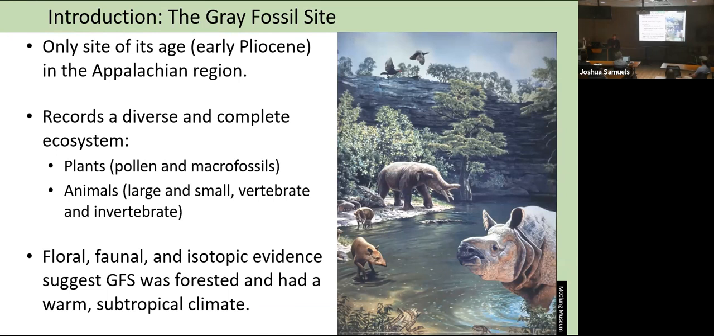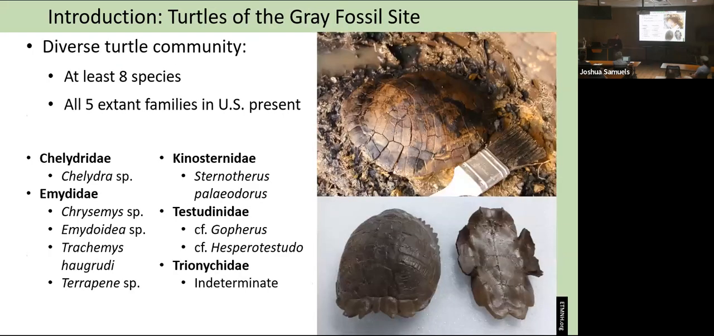There's a mid-Pliocene warm event which occurred after the Gray Fossil Site, but it was already trending upwards in terms of temperature. So you have a warm, humid, subtropical climate in a forested aquatic ecosystem, which is just about the best thing turtles could ask for. So there was a diverse ecosystem or community of turtles at the Gray Fossil Site. We know of at least 8 species for sure, possibly more.